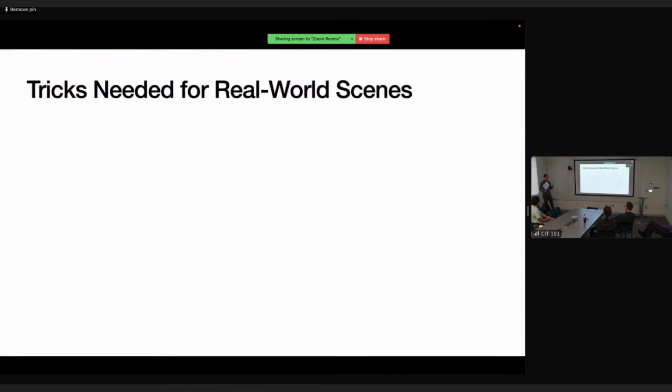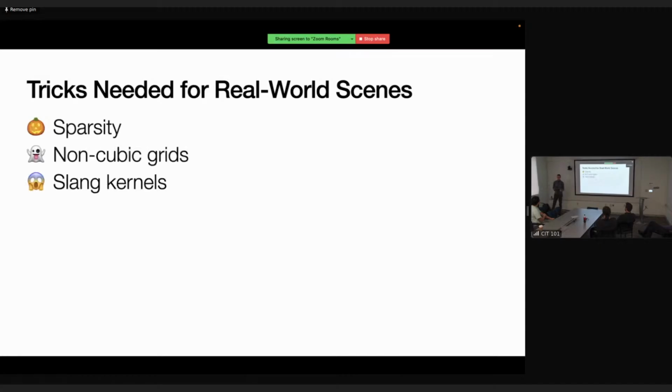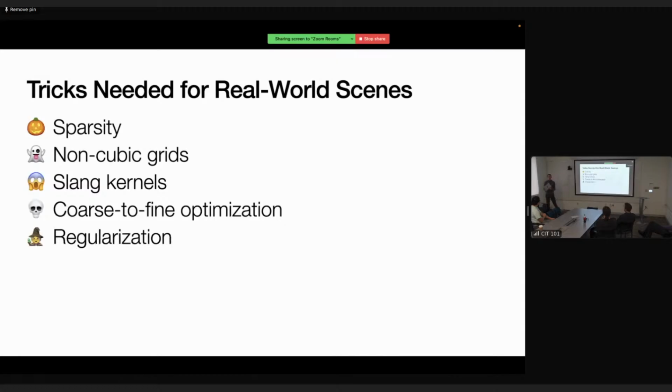So now I'll be talking about the tricks that you need to make this actually work on real world scenes, because these tricks end up being quite important. Because this is Halloween themed, we have sparsity and non-cubic grids, spline kernels, coarse-to-fine optimization, and finally regularization. Apart from the rendering method, these are the things you need to actually make it work on NeRF 360. This engineering effort is where we spend a lot of time.